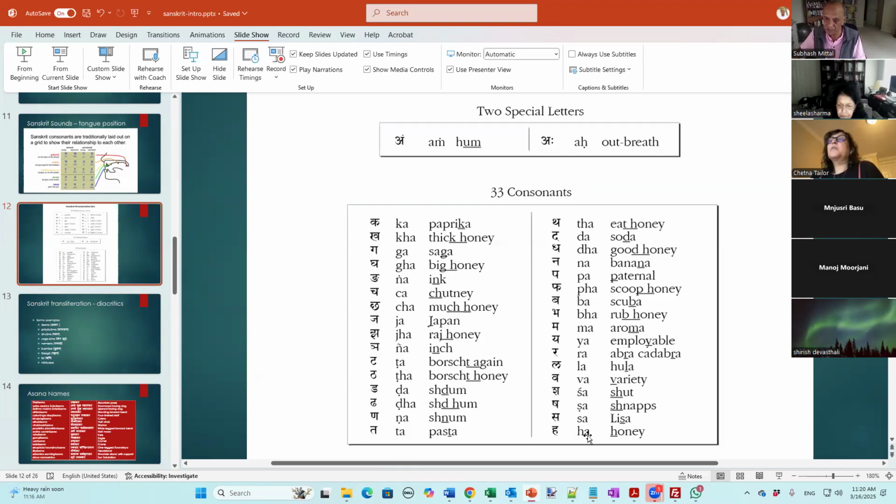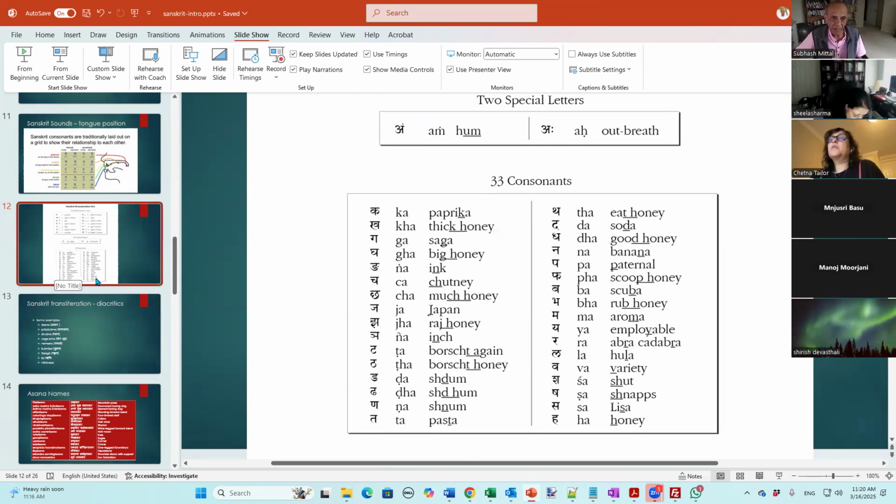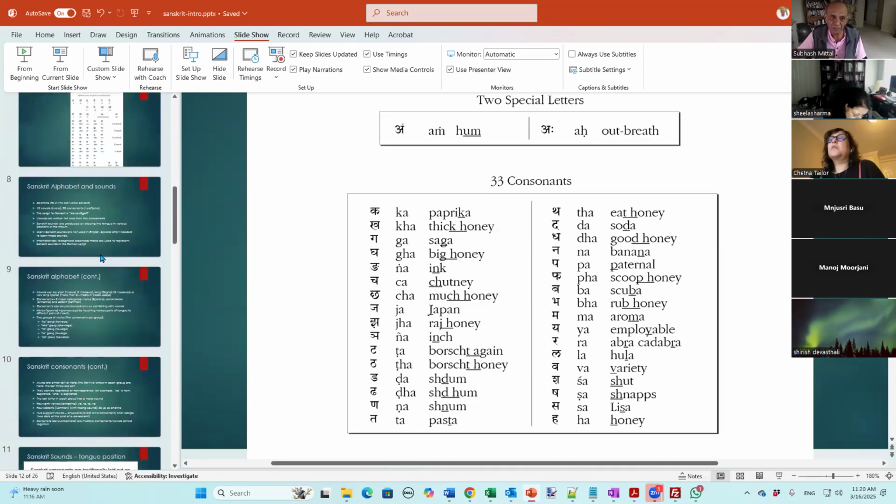We will go through some of these sounds. And then ha is, of course, like honey. All right, so this is some very basic understanding of how to pronounce these sounds. Okay, I'm going to move on now.